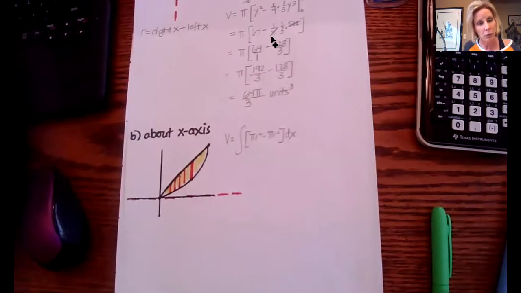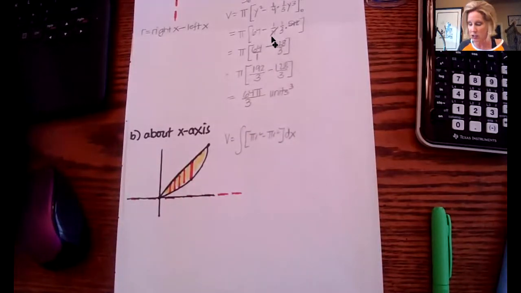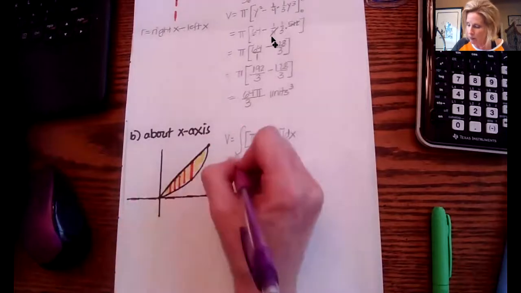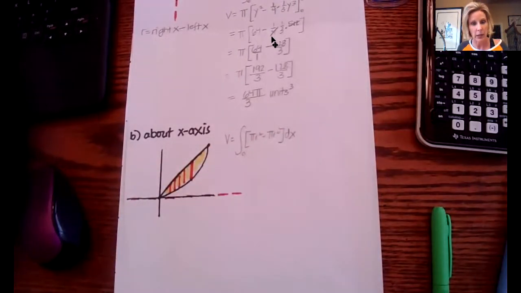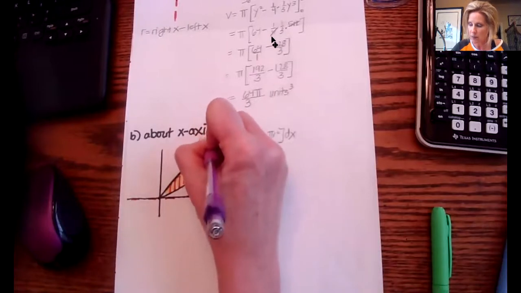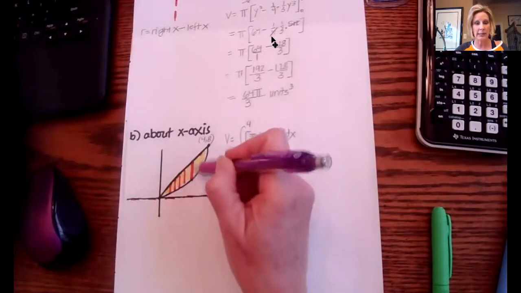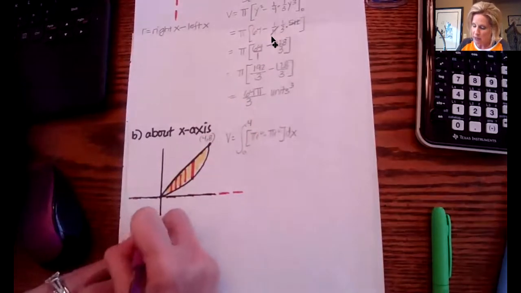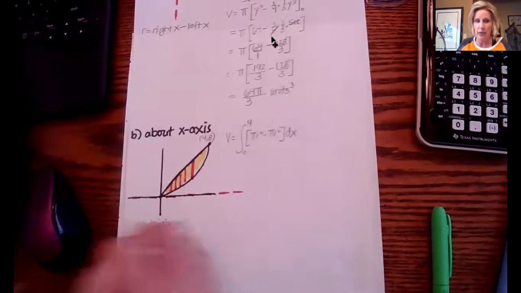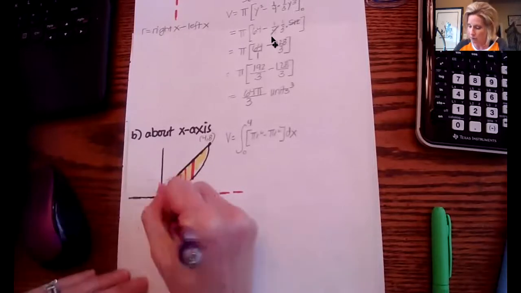If I'm going to integrate with respect to x, I need my left x and my right x to be my low and high limits of integration. Remember, this point is 0, 0, so my left x is 0. Remember, this point was 4, 8, so my right x is 4. I also want to remind you that when you find lengths in a vertical direction, it's high y minus low y.